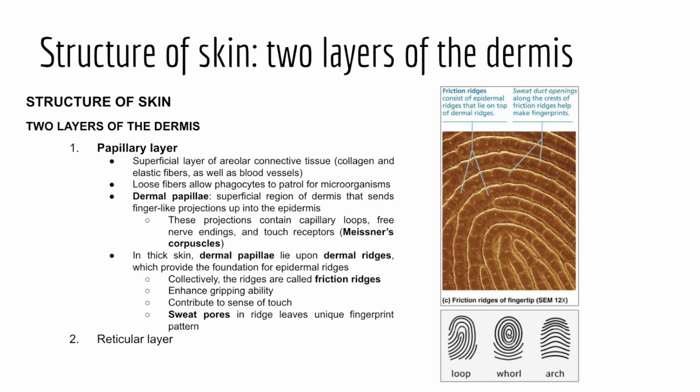Friction ridges, which develop from the dermis and project to the epidermis, also contain numerous sweat glands. We call them eccrine sweat glands, a particular type of sweat gland we'll talk about later on in this lecture, with sweat pore openings located on top of these ridges. So why is this worth bringing up?